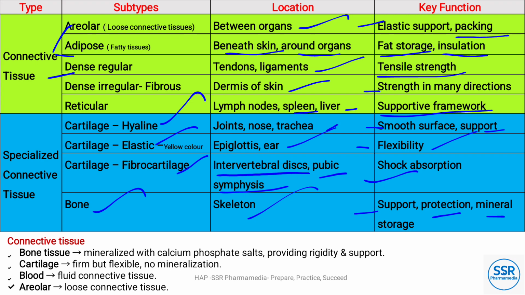Bone is mineralized with calcium phosphate salts, providing rigidity and support. Cartilage is firm but flexible, with no mineralization. Blood is a fluid connective tissue. Areolar is a loose connective tissue.